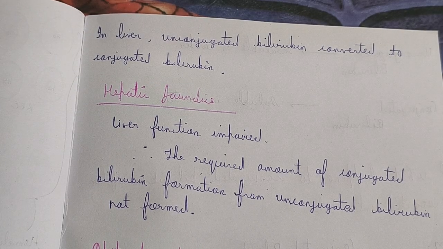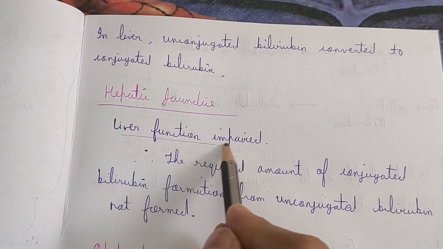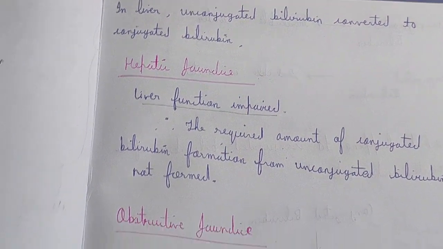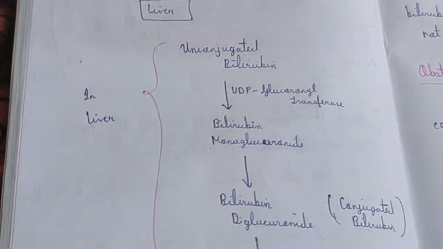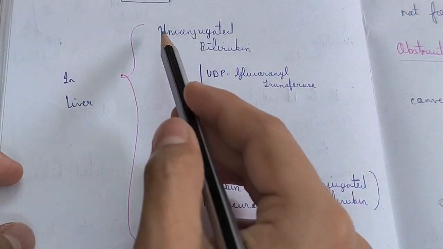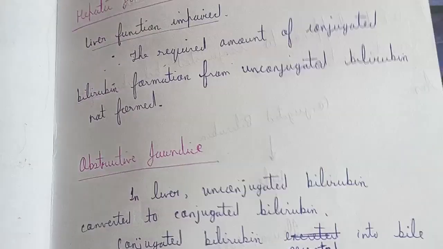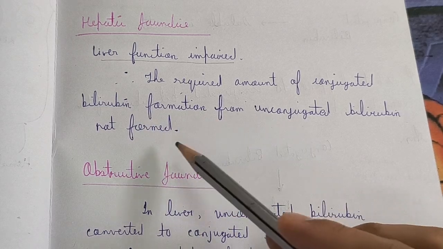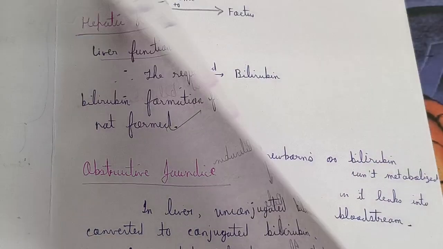Now, about hepatic jaundice. You can see here that I have written that in hepatic jaundice, liver function is impaired. So the conversion of unconjugated bilirubin to conjugated bilirubin is not done. Therefore, the required amount of conjugated bilirubin is not formed from unconjugated bilirubin.